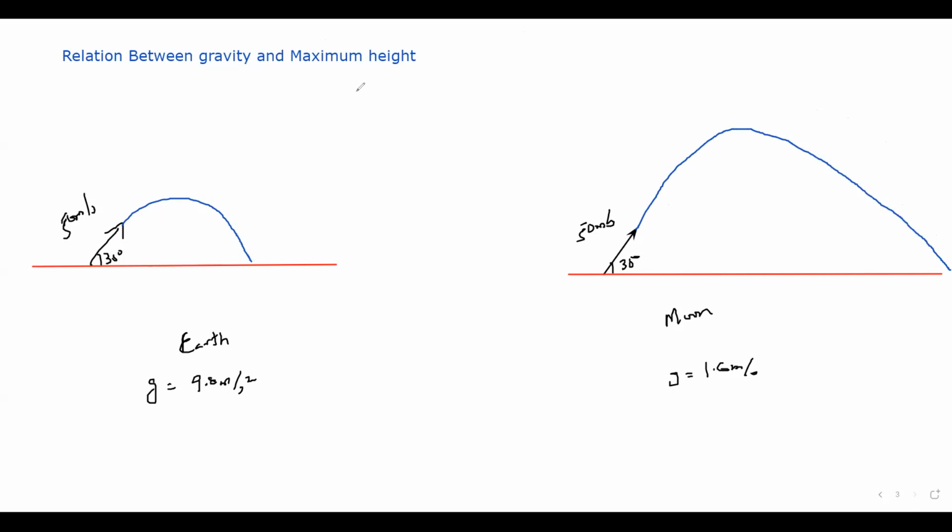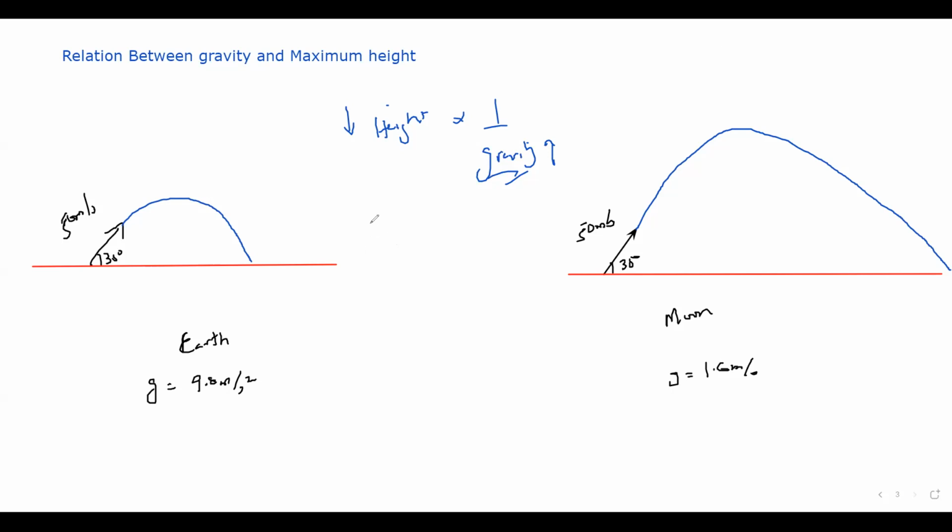So the height reached by the projectile and the gravity are inversely proportional. If stronger gravity, it will reach a shorter maximum height. If weaker gravity, it will reach a greater maximum height. And we can solve this by using the values as well, or we can also solve by using simple mathematical notations or variables.